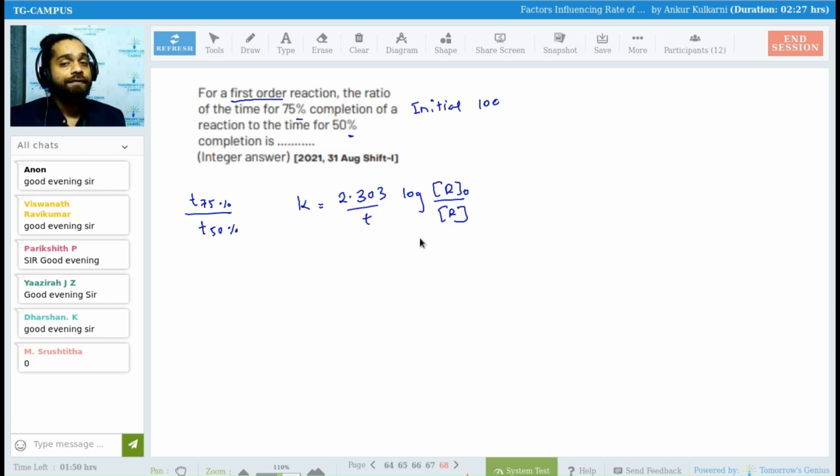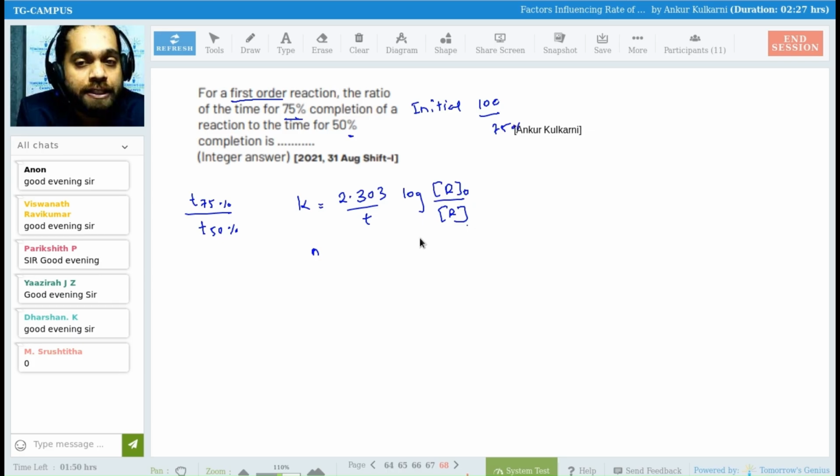So look over here. If the concentration of R naught is 100, after 75% completion, what will be the concentration of R? From 100, your 75% reaction is done. How much is left? Correct, 25 is left.